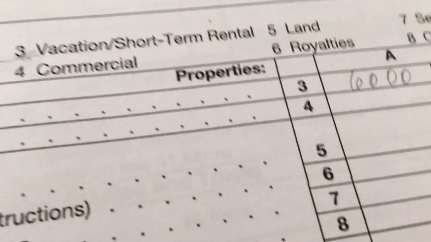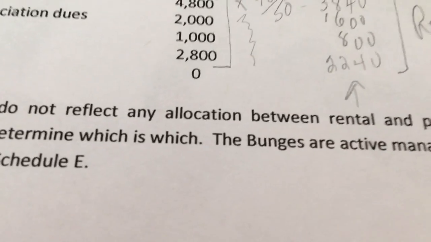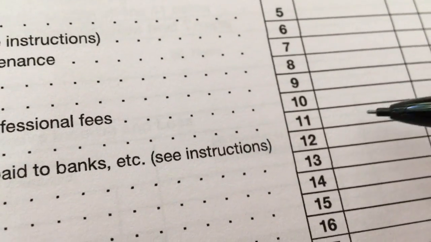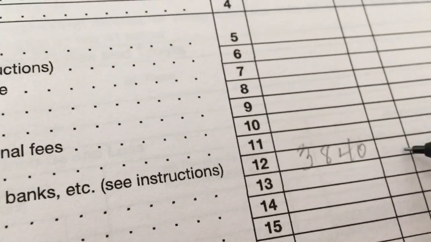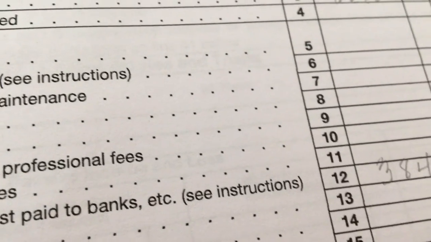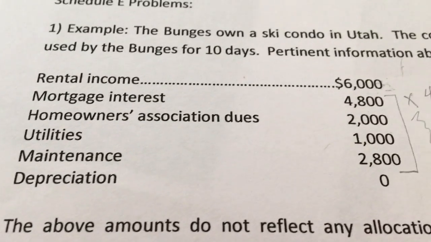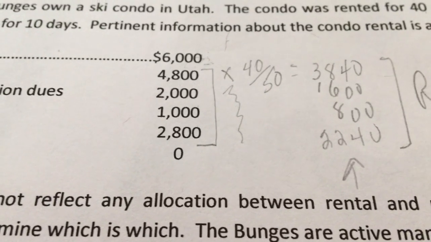The first thing we had was mortgage interest. Okay, mortgage interest. It was $3,840. So mortgage interest would be reflected on line 12. Line 12, $3,840. Plug that in. The next thing we had was homeowners dues, and we're going to put in $1,600.